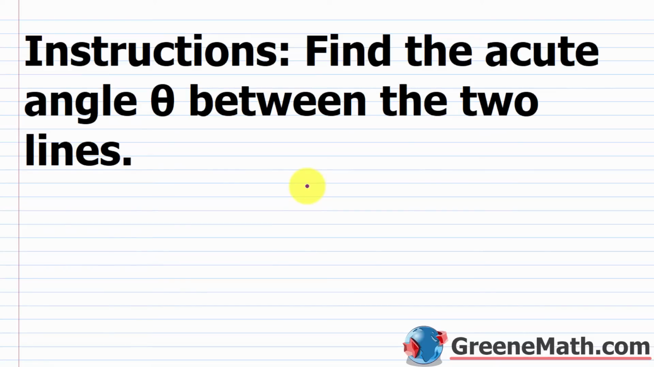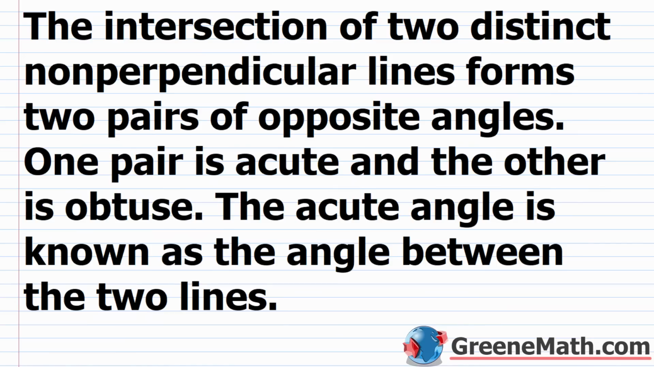All right, for the next few problems, we're going to change the instructions up. So now we want to find the acute angle theta between the two lines. We did talk about this in the lesson and we derived a formula. Let me just give you a quick recap. The intersection of two distinct non-perpendicular lines forms two pairs of opposite angles. One pair is acute and the other is obtuse. The acute angle is known as the angle between the two lines. If they ask you for the obtuse angle, that'll be a different question.